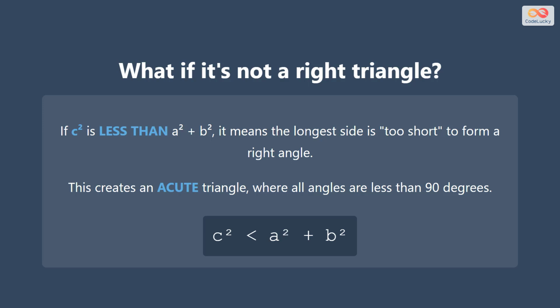But what happens if the two sides of the equation are not equal? If c squared is less than a squared plus b squared, it means the longest side is a bit too short to create a 90-degree angle. This results in an acute triangle, where all three angles are smaller than 90 degrees.